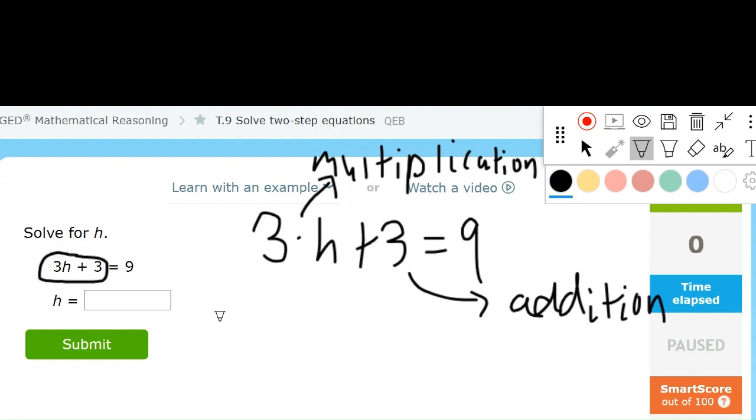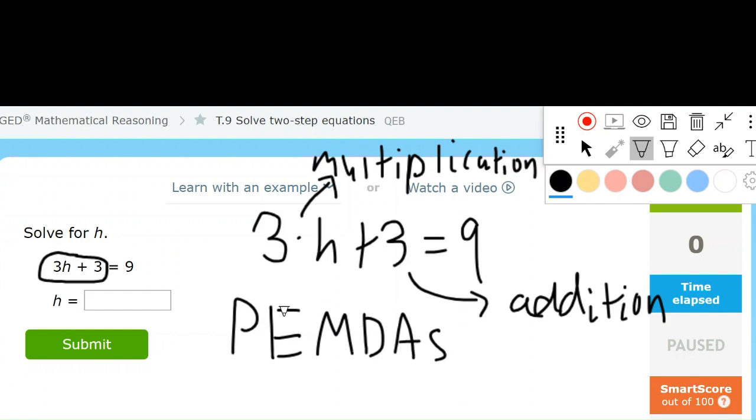Remember the order of operations? We use the abbreviation PEMDAS to help us remember which way we normally do order of operations first. So remember the P stands for parentheses, E for exponents, M and D for multiplication and division, A and S for addition and subtraction. Well, whenever we're solving for variables in an equation, we want to go in the reverse order. What do I mean by that?